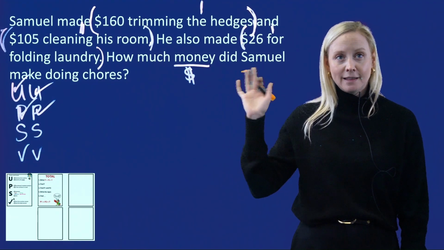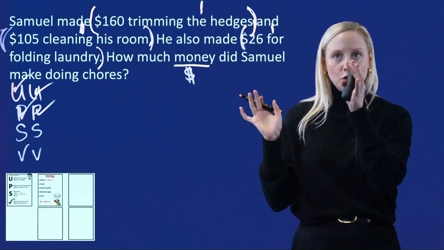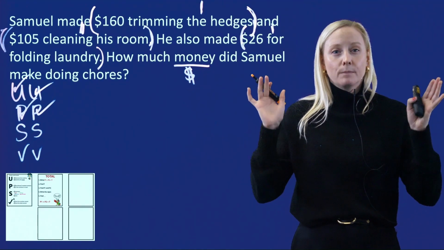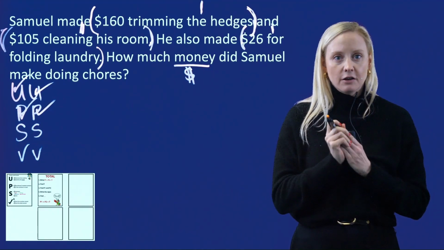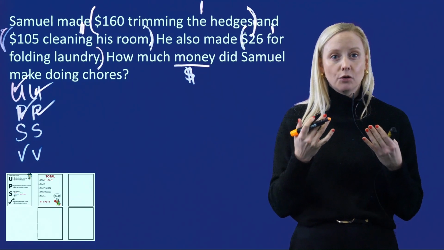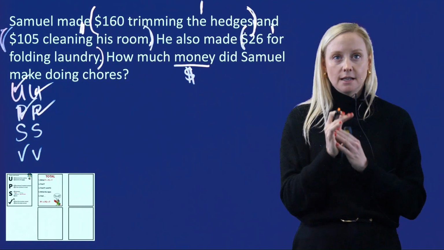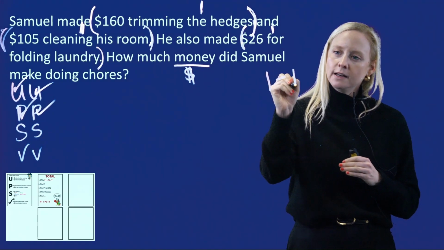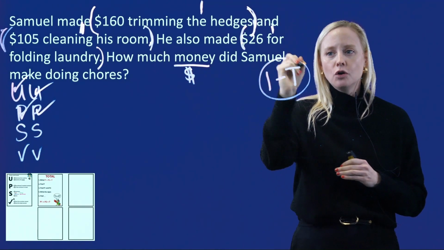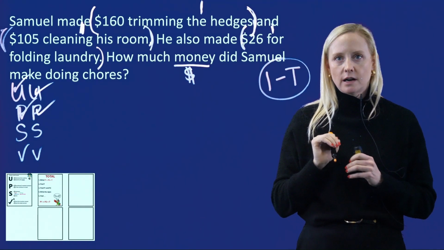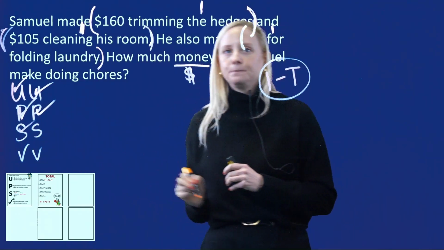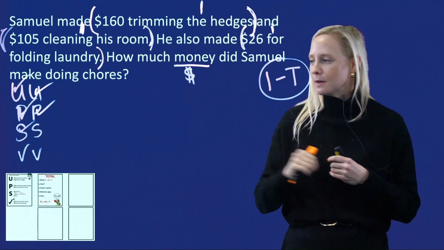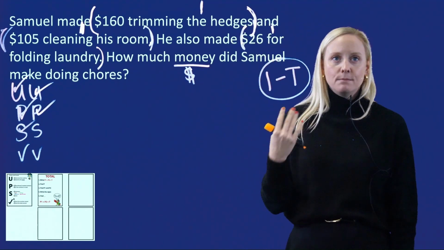So here we have trimming the hedges, cleaning his room, and folding laundry. And we're putting all of that money together for a total. I know this is a total problem because I'm putting parts together. So because it's one step and a total, I'm going to write a 1 and a T, and I'm going to circle that to help me stay organized. I've completed that S step, so I'm going to put a check mark next to that.